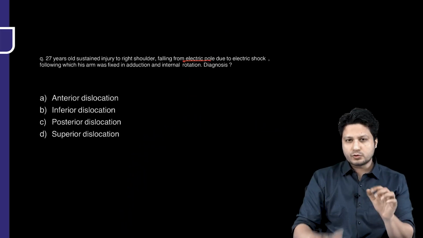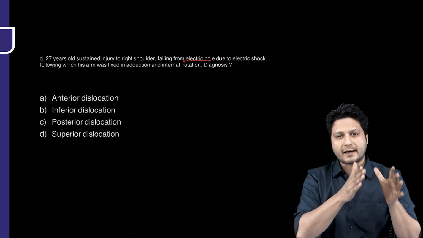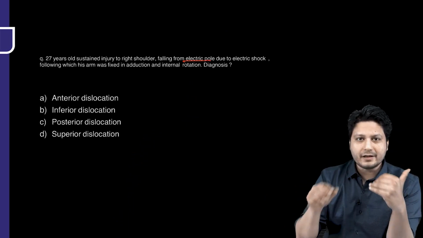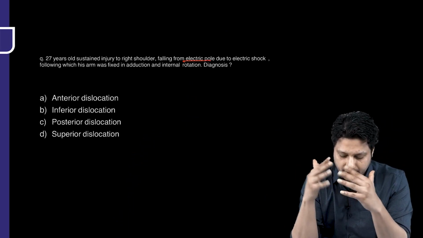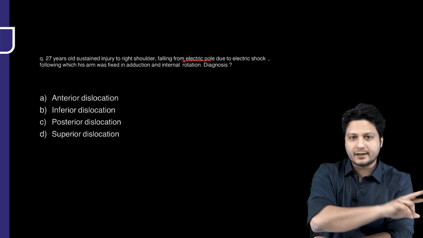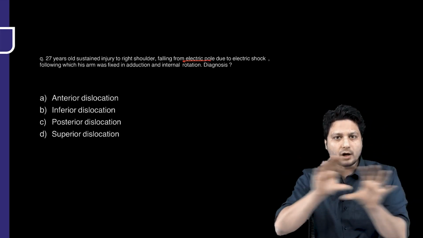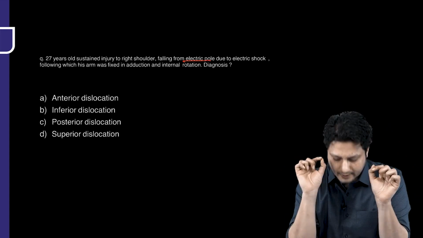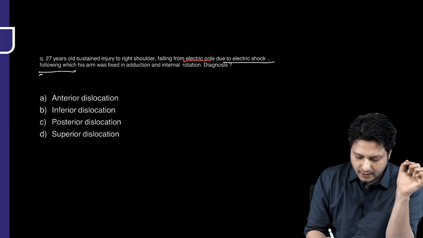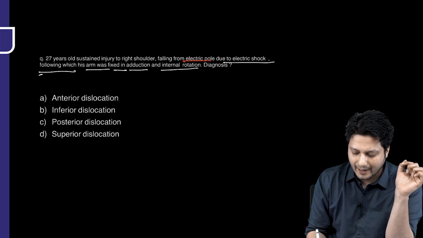The initial topic, which is considered to be the most commonly asked out of upper limb trauma, is the dislocation pattern. I am giving you some prototype questions before actually talking about the topic. One question: a 27-year-old male sustained an injury to his right shoulder after falling from an electric pole due to electric shock. This is the mode of injury kept in your question. Following this, his arm was fixed in adduction and internal rotation.